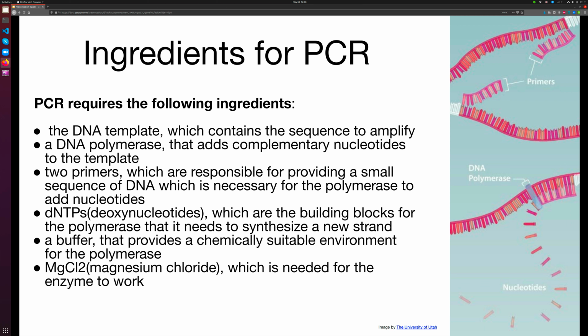It needs 2 primers. Those primers are responsible for providing a small sequence of DNA, which is necessary for the polymerase to add nucleotides. Then there's the dNTPs, the deoxynucleotides, which are the building blocks for the polymerase that it needs to synthesize a new strand, and a buffer that provides a chemically suitable environment for the polymerase. And lastly, MgCl2, magnesium chloride, which is needed for the enzyme to work, more specifically the polymerase enzyme.